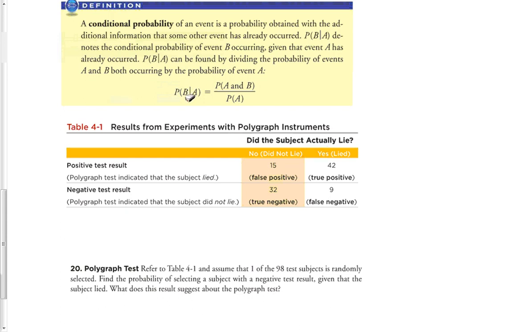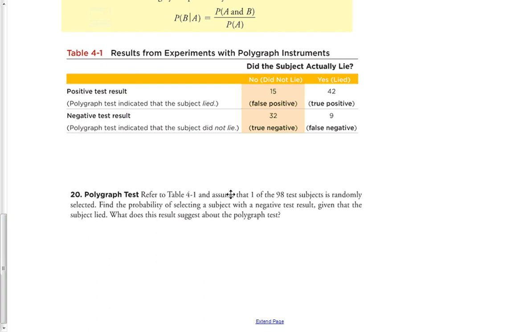All right, so let's take a look at this example, number 20. What number 20 says is, refer to table 4.1, that's the table we have above, and assume that one of the 98 test subjects is randomly selected. We want to find the probability of selecting a subject with a negative test result given that the subject lied. So basically, the subject actually lied, and it's a negative test result. So that's a false negative.